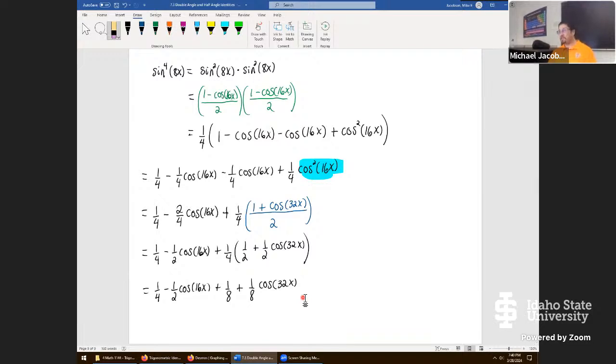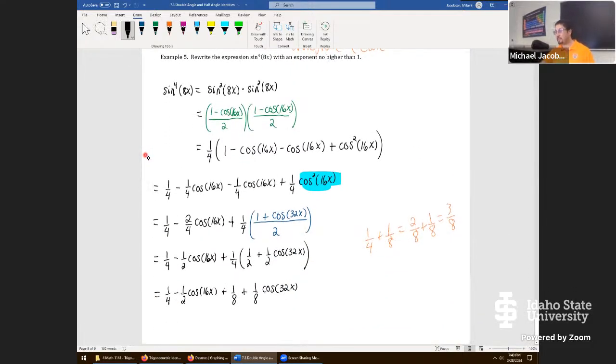Okay, well, we're nearly there, but there's still one last issue. This is kind of unfortunate. We still have a like term. The 1/4 and the 1/8 have to combine. Let's work that out in the margin. The 1/4 just multiplied by 2/2 for a 2/8, and we'll get a 3/8 out of that. So last step on this one, I promise, we get all together that sine to the power 4 of 8x is truly 3/8 minus 1/2 cosine 16x plus 1/8 cosine 32x. And we're finally there, folks.